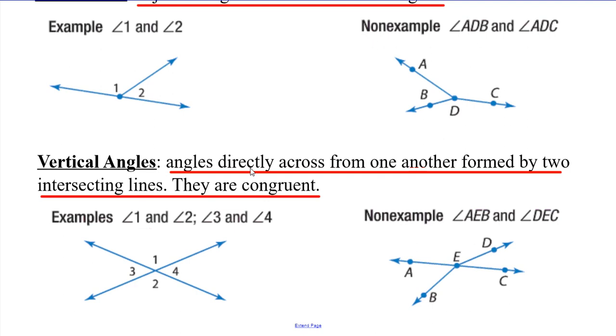Vertical angles are angles that are directly across from one another, formed by two intersecting lines. They are actually congruent. So here's two intersecting lines. The angles that are across from one another are called vertical angles.